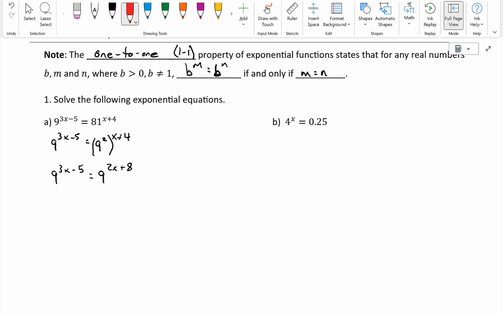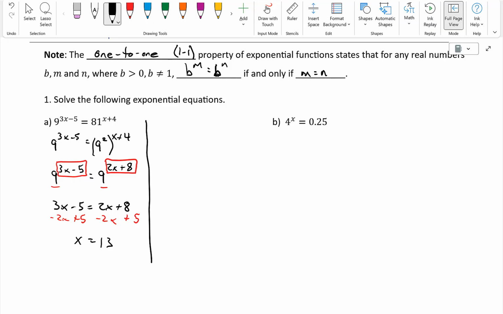And now we can see we have the same base on both sides, right? Base 9, so we can go ahead and set those exponents equal to each other. The fact that these expressions are equal means 3x minus 5 and 2x plus 8 have to be equal, because they are the exponents that tell us how many factors of 9 we have on both sides. And for these expressions to be equal, we have to have the same number of 9s. So we can do that. We can subtract our 2x on both sides, add our 5 on both sides, and 3x minus 2x gets us our x. 8 plus 5 gives us a 13.